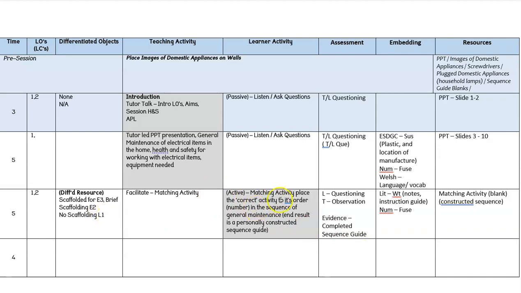Now, what I could do is make that activity, the matching activity or sequence, I can differentiate that as a resource. So I could actually have scaffolded for E3, brief scaffolding for E2, no scaffolding for L1, so it's blank with numbers on. And that would mean that I might give some clues for E3 or some clues for E2. And that's just that difference to help cater for levels. So that's one method where you show how your resources or your approach just caters for those different levels. Okay.